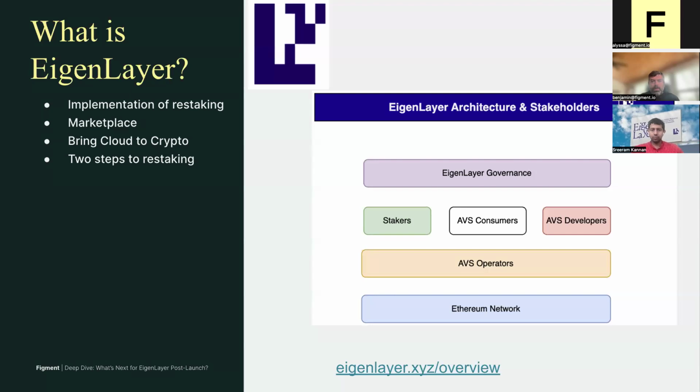We have one question from Hadley Stern. Okay. Are there more risks to layer 2 staking than layer 1? And does Figment offer this?